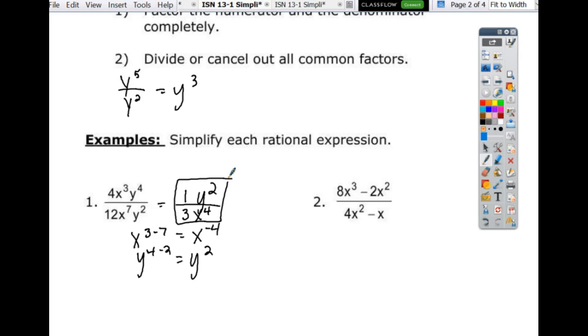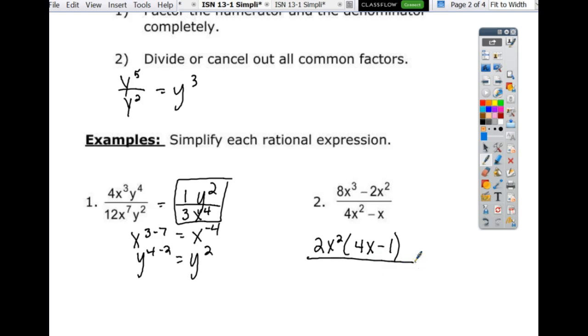It is. So look at the next one. Let's just look at the top to start with. The 8 and the 2, what do they have in common? 2. And then I have x to the third and x to the second. What's my smallest exponent? x squared. So 8 divided by 2 is 4. 3 minus 2 is 1. Minus 2 divided by 2 is 1. And 2 minus 2 is 0. So we don't have any x's left.